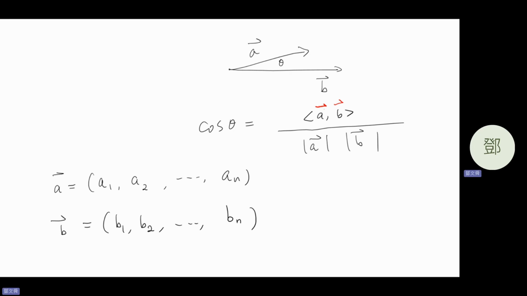Suppose that the angle between A and B is theta. Then the value of cosine theta is the inner product of A and B divided by the product of their lengths, or you can call it norm, N-O-R-M.